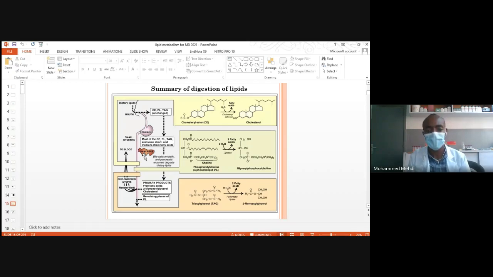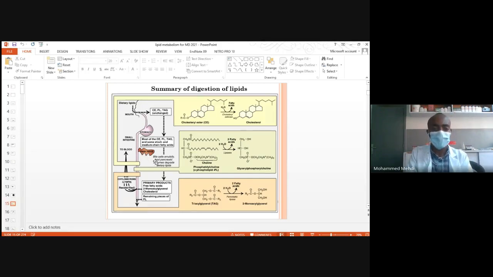Number 2, bicarbonate is secreted. Bicarbonate, as you know, is important to neutralize the acidic pH of the stomach. The acidic pH of the stomach will be neutralized and then make an alkaline pH in the small intestine. As a result, we'll have optimum pH for these pancreatic enzymes.